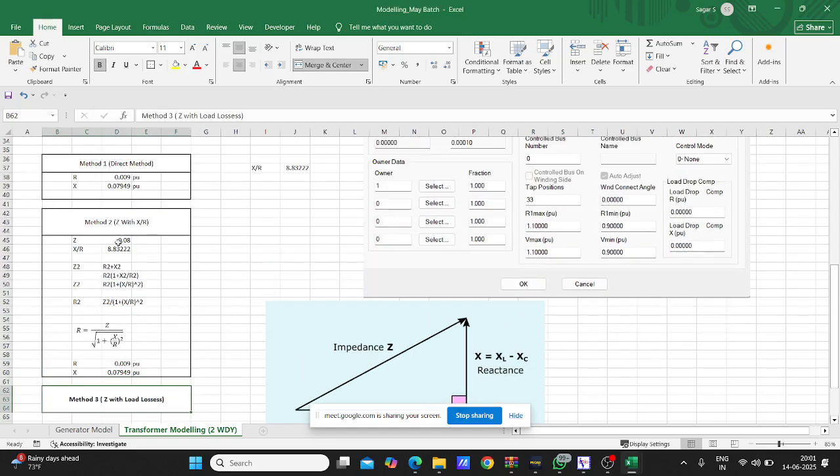So how can you calculate this with these values? That we will discuss now, and how that is also going to match the same results. Let's see how we can do that.